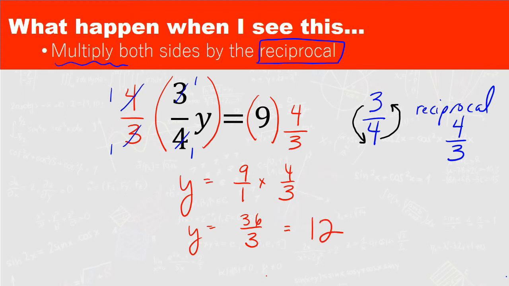So now we need to do our check here. The check is 3/4 times 12 is equal to 9. We know that 36 over 4, when we divide 36 by 4, is going to give us 9, so our check works. So whenever you're given a fraction as the coefficient, we're going to multiply both sides by the reciprocal.